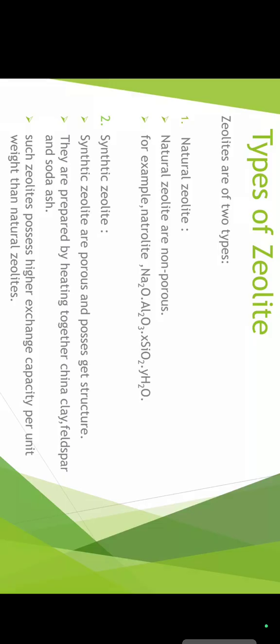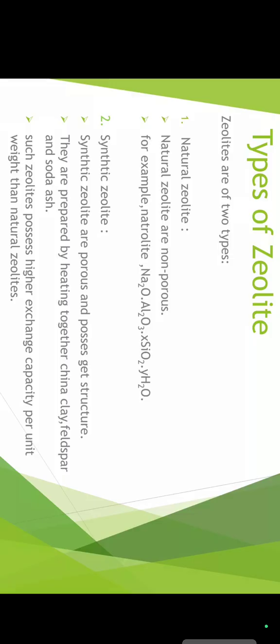The second one is synthetic zeolite. Synthetic zeolite is also known as permutits. It is porous. Porous means it has holes. The synthetic zeolites contain pores, and they possess gel-like structures. It is generally used for water softening.